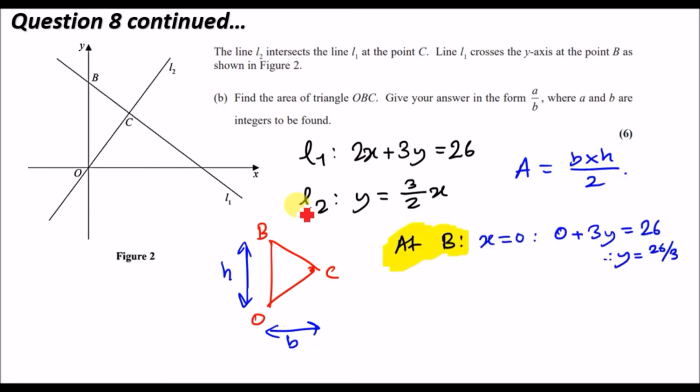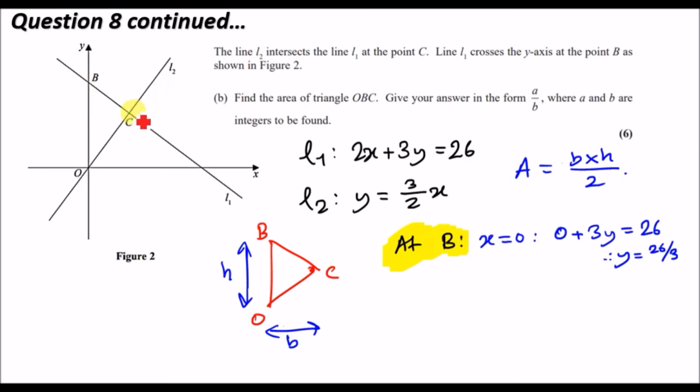So for B, I pretty much said, okay, at B, we can use the line L1. And since it hits the y-axis, this means that the x-coordinate must be 0 because they ain't moving. So plug in x equals 0 into the L1 equation. We're going to get literally just 3y equals 26. And you're done. Just divide it by 3 and you get 26 over 3. So that is our y-coordinate.